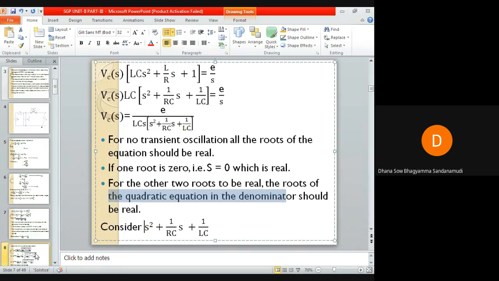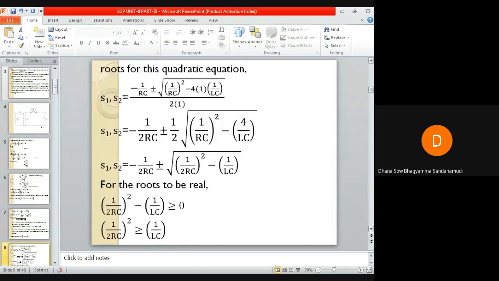Okay, very good. Now we have considered the quadratic equation in the denominator. Let us determine the roots for that quadratic equation. So s1, s2 is equal to minus 1 by RC plus or minus root of (1 by RC) whole square minus 4AC, that is 4 into 1 into 1 by LC, by 2A, that is 2 into 1. Divide the numerator by 2, you will get minus 1 by 2RC plus or minus 1 by 2 root of (1 by RC) whole square minus 4 by LC.